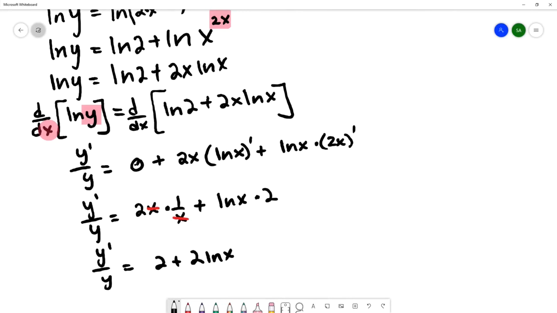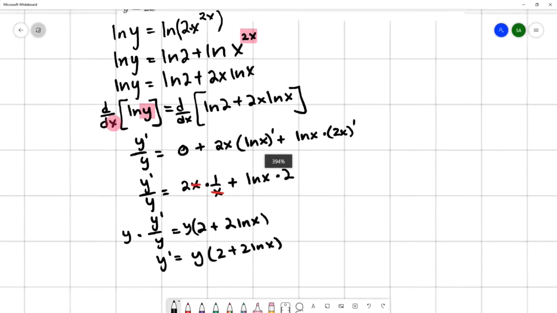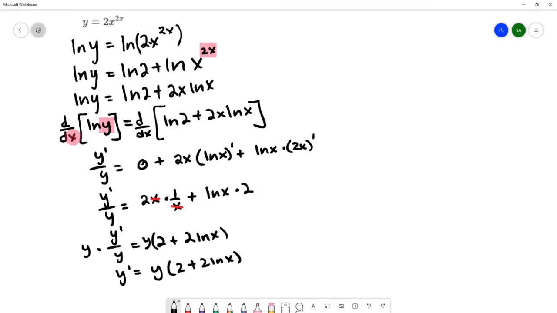And I'm going to multiply both sides by y so that I can solve for y prime. So I'll multiply by y on the left and multiply by y on the right. That gives y prime equals y times 2 plus 2 natural log x. And I'm going to zoom out here so we can see the original problem. In the original problem, we were given that y is equal to 2x to the 2x. So this is 2x to the 2x times 2 plus 2 natural log x.